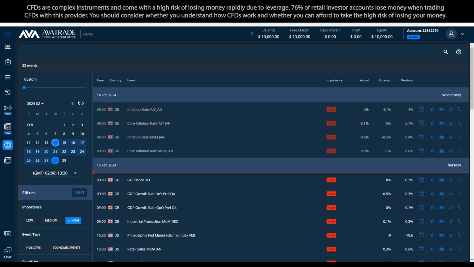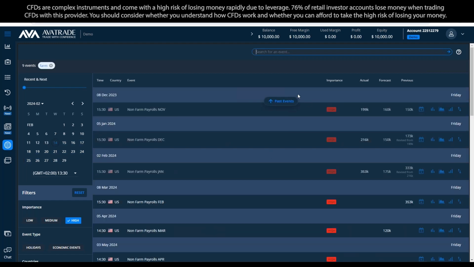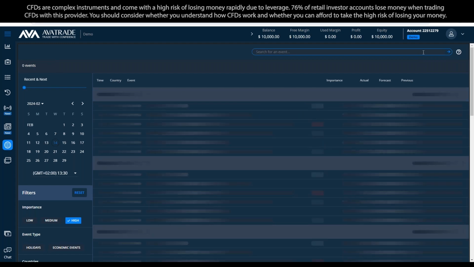Okay, so if I want to look for something specific, right? So I can put here, let's go for the NFP, right? Even though we had it last week. You see, so I put here farm. Right away, I see non-farm payroll.